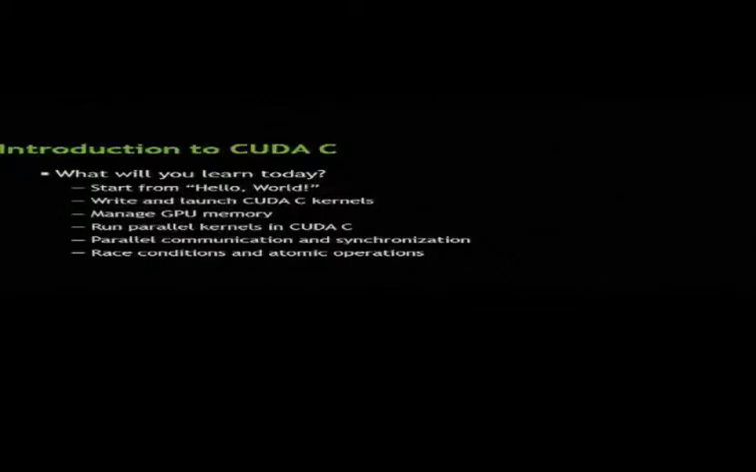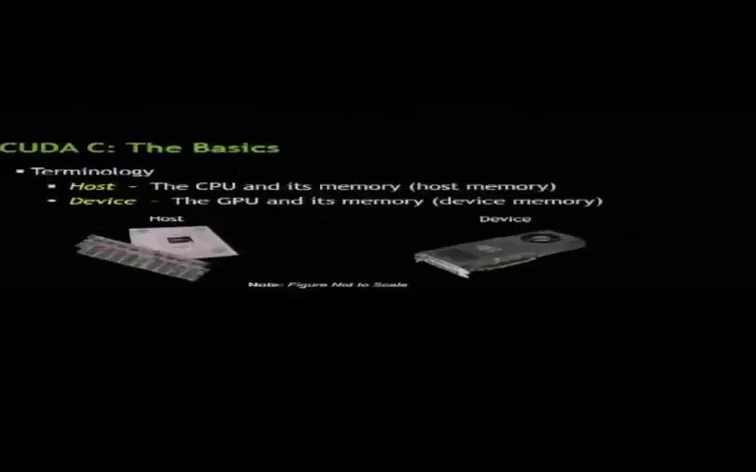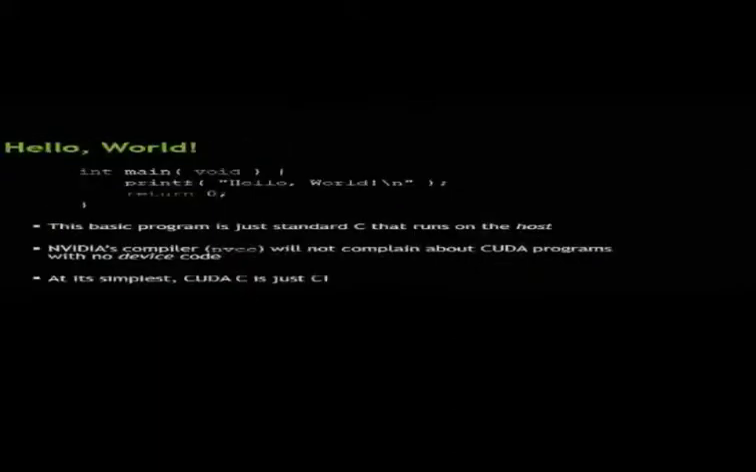So the basics. If you saw my earlier slides, there's some terminology we have to have. The host is basically the CPU and its memory, and that's typically a node, a motherboard with an Intel or AMD chip on it, plus some memory. Then you've got the device, and in CUDA terminology, that always means some kind of GPU that actually runs the CUDA code. Of course, you can take a standard program and compile it with NVCC, and it doesn't complain.